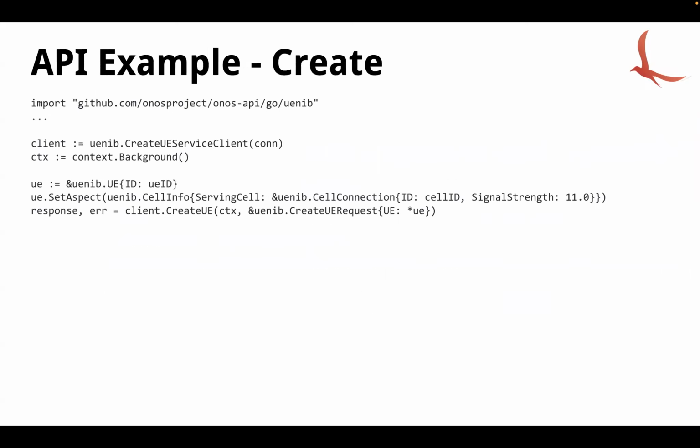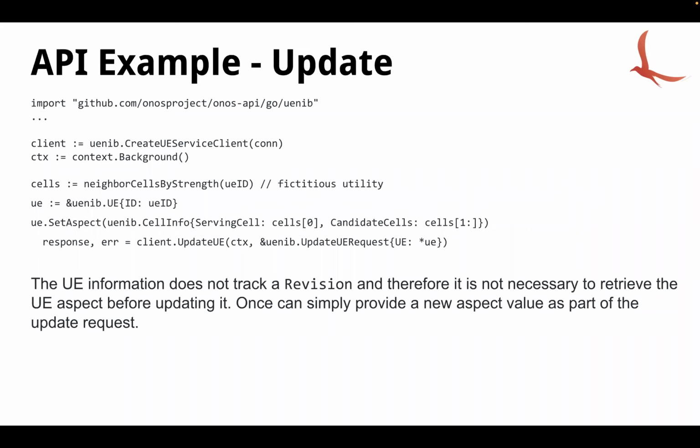Yeah. So this is more of a complete example. You would create the service client, provide some context, and then you would create the UE itself, which is again a very simple object. You apply the desired aspects to it, and then you proceed to create the UE. Okay. And you clearly can create a UE with multiple different aspects. Yes. So Thomas, the ID has to be unique across all apps.